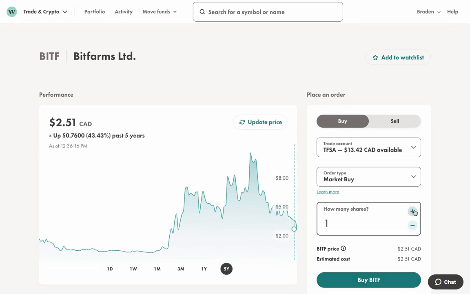So how many can I pick up for $13? Oh, nice. They're so cheap. I was always buying them when they were like $5, which is why I'm down so far. But now actually I can get so many.